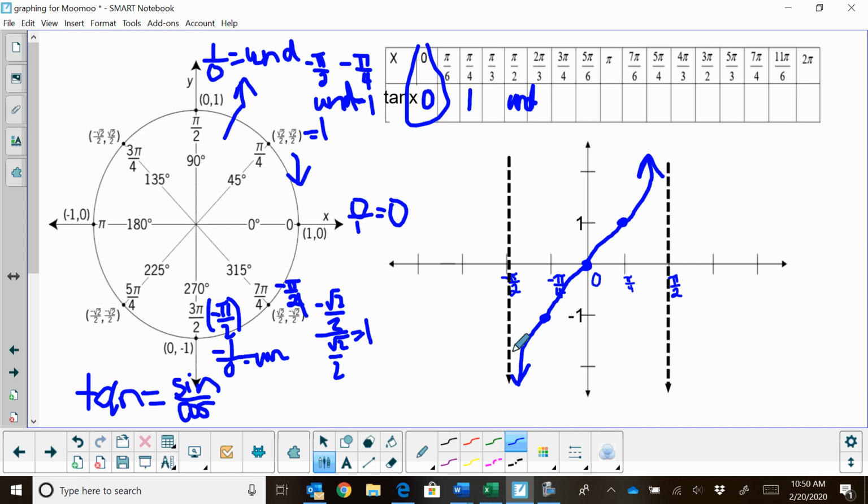So I hope this video is helpful. I do want to show you that the period, which is one cycle, for tangent is just the distance of pi, because we're going from negative pi fourths to positive pi fourths. So one full period is the length of pi, and then it will just repeat from there.